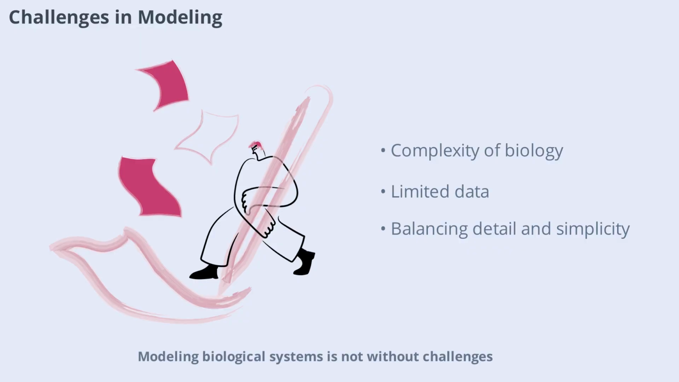Modeling biological systems is not without challenges. Biological systems are incredibly complex and data can be limited or noisy. Simplifying assumptions are often necessary, but they can introduce errors. Balancing detail with simplicity, managing uncertainty, and integrating data from diverse sources are ongoing challenges for modelers.